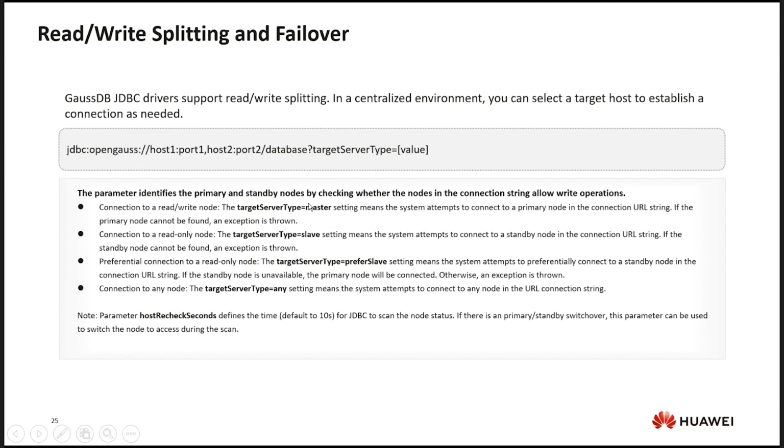What does master mean? It means only the master node will be accessed. Slave means only the slave node can be accessed. Prefer slave means both the master and slave will be accepted, but I prefer to accept slave. And any means it accepts randomly. First of all, target server type equals any is not recommended in any case.